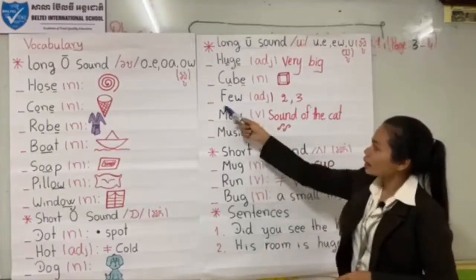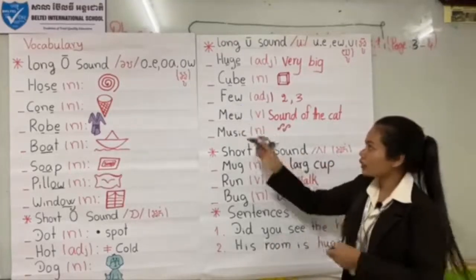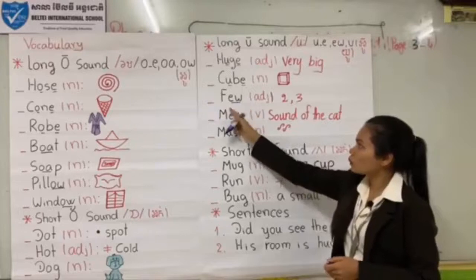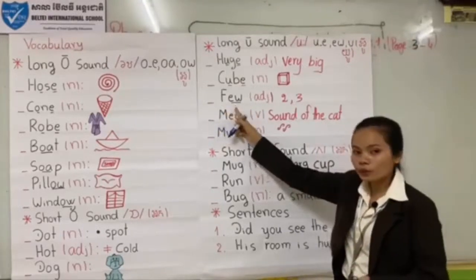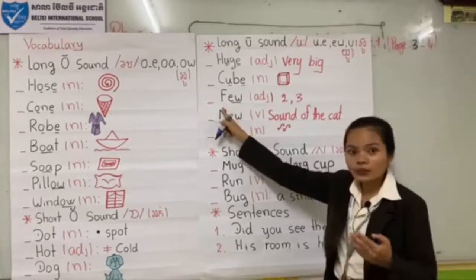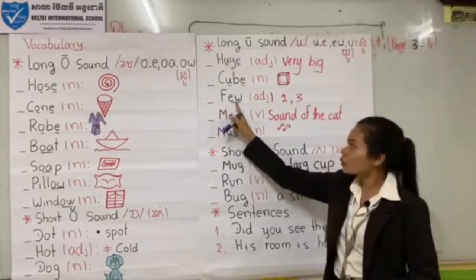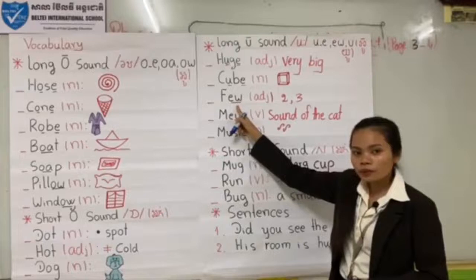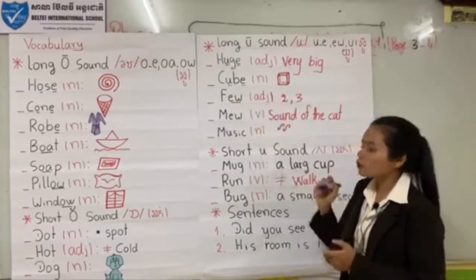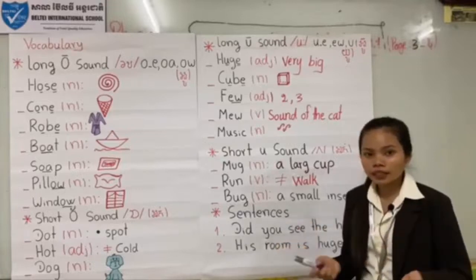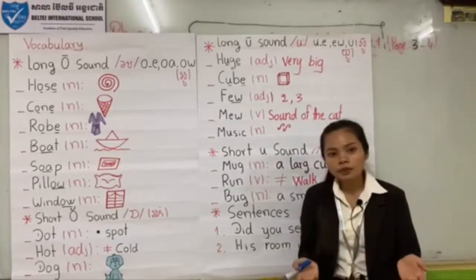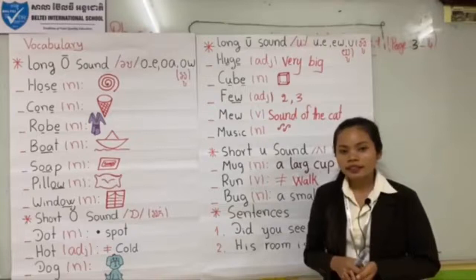Okay. The next, EW here sounds u, like in few. Letter M here also changes the sound. Mu, mu. I have a few markers. I have a few books.